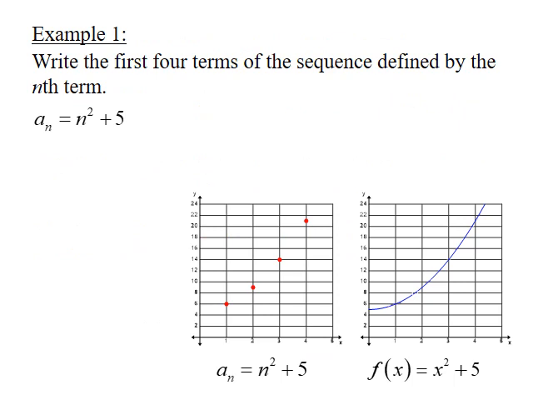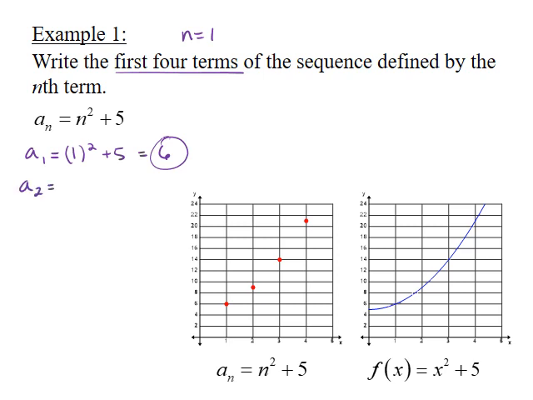Okay, so now we are able to get to our first example. You can just ignore these graphs here for a second, but it says write the first four terms of the sequence. So in this class, we're always going to start with n equals 1 for our first term. So our first term will be found by plugging in 1 for n. So 1 squared is 1 plus 5 is 6. So the first term of our sequence is 6.